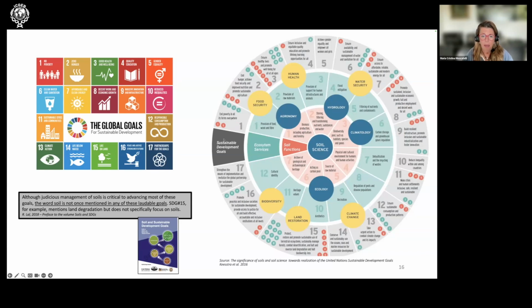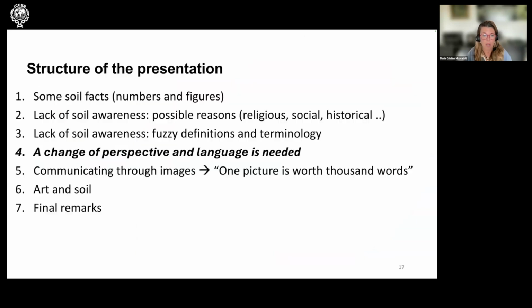You can see that all SDGs, apart from 4, so most of them, are directly or indirectly linked to ecosystem services, the green dots, and to soil functions, the red dots. And we should also remember that soil functions underpin most ecosystem services. So directly or indirectly, all these SDGs are linked to soils, but the word soil doesn't appear in these goals, apart from land restoration. But again, the use of land, as I said before, embeds the identity of soils. So soils are not recognized.